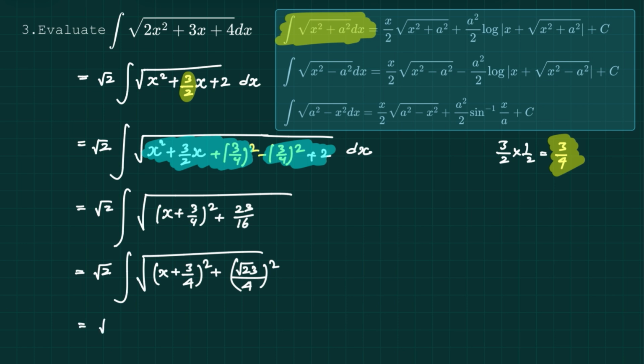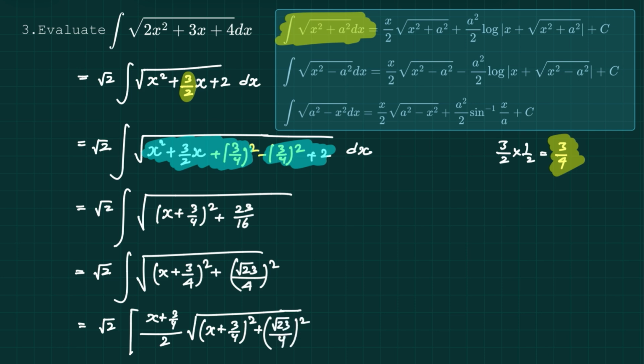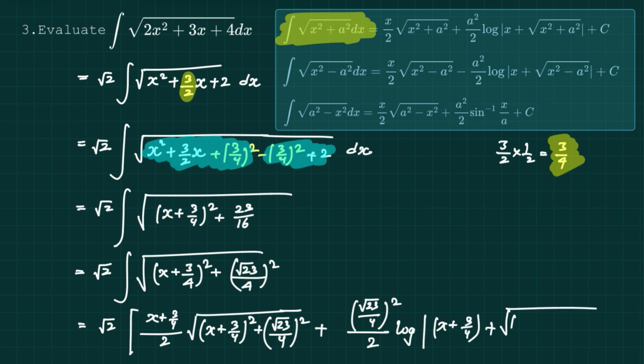So it equals square root of 2 into x by 2, that is x plus 3 by 4 by 2, square root of x square, that is x plus 3 by 4 whole square, plus a square, means square root of 23 by 4 whole square, plus a square by 2, that is square root of 23 by 4 square by 2, log of x plus, that is x plus 3 by 4, plus square root of same thing, that is x plus 3 by 4 whole square plus square root of 23 by 4 whole square, plus c.